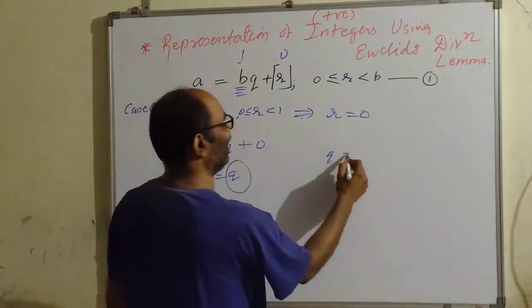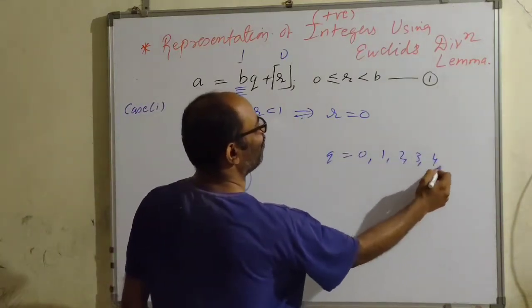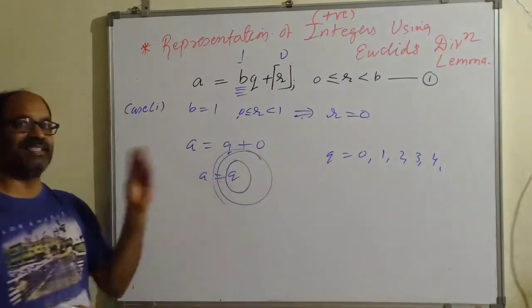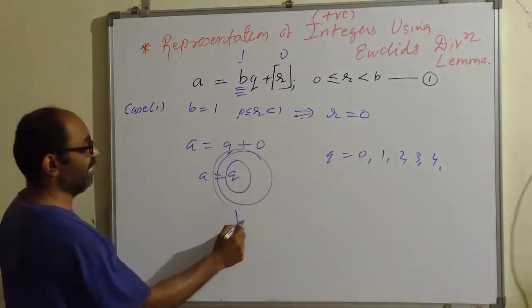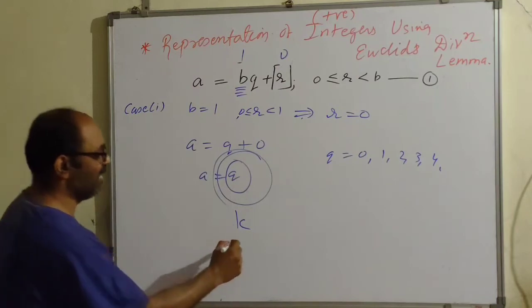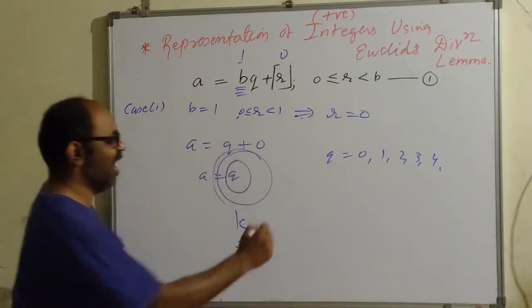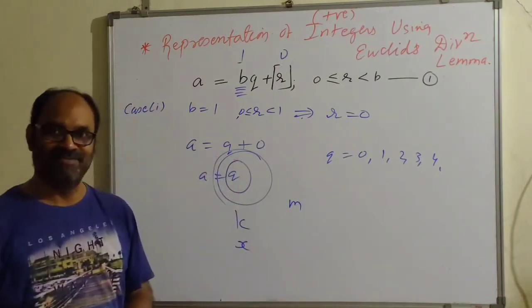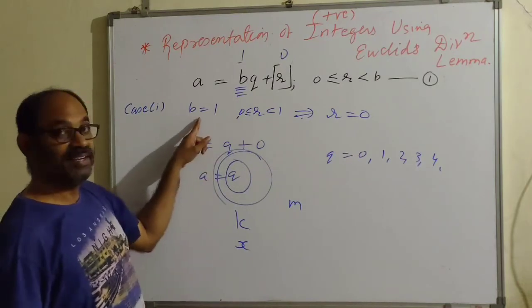Q you can take anything: 0, 1, 2, 3, 4. So any integer is represented by q. Or you can say any integer is represented by k, by x, or by m, when you take divisor 1.